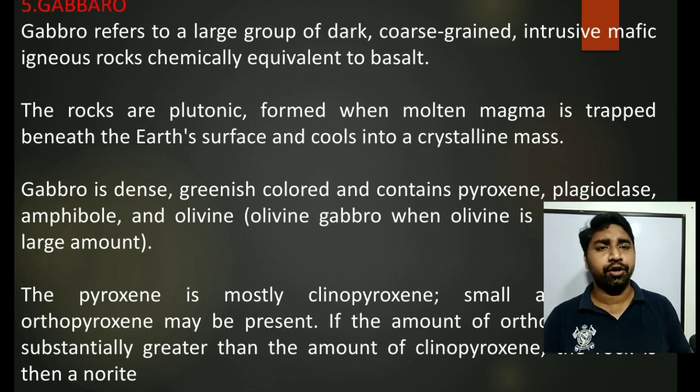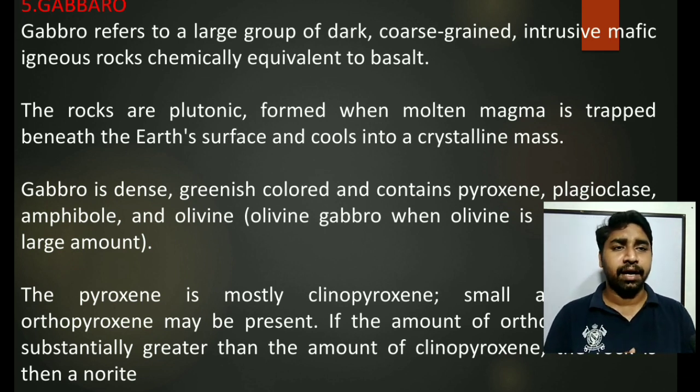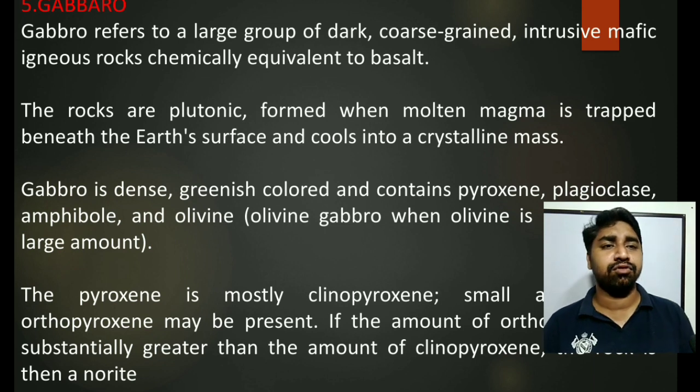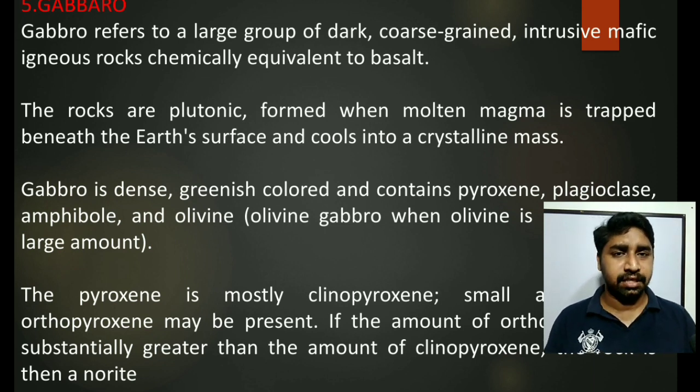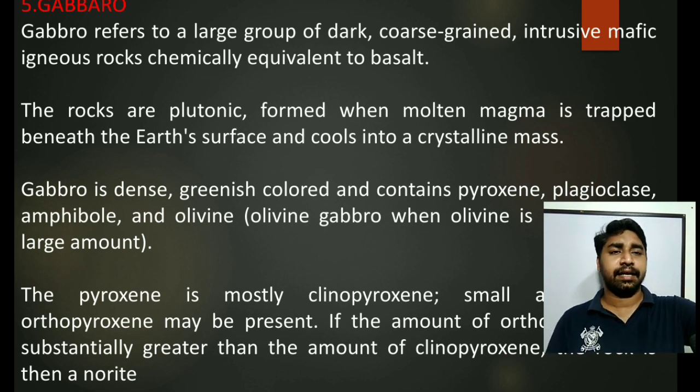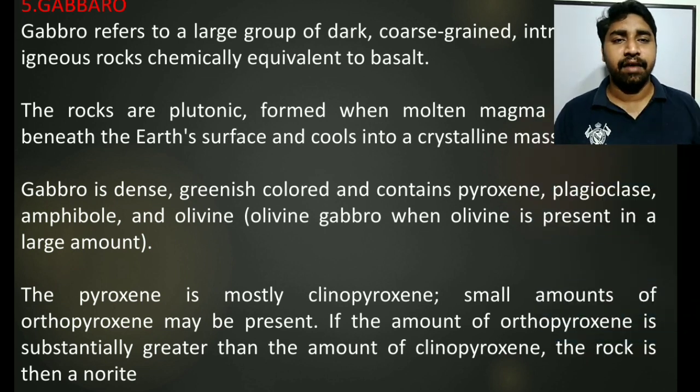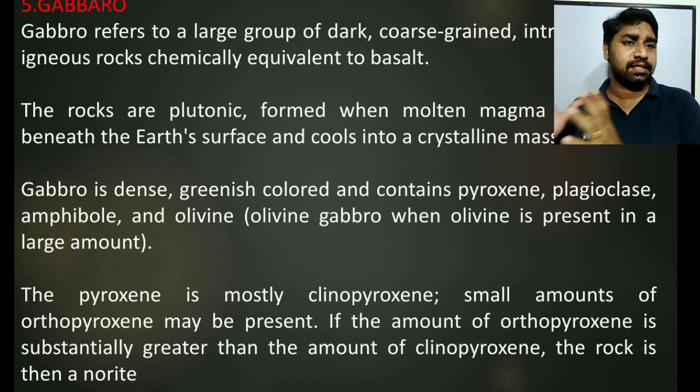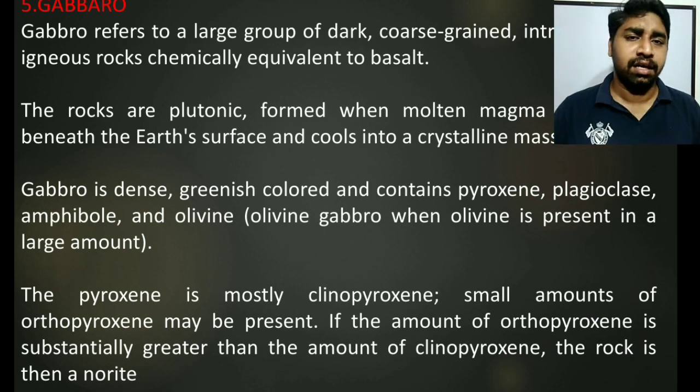So the rocks are plutonic, formed with molten magma that is trapped beneath the earth's surface and cools into a crystalline mass. Crystallization is going to take place here. Gabbro is dense, green colored and contains pyroxene, plagioclase, amphiboles and olivines, the same as what were present with the basalt also.